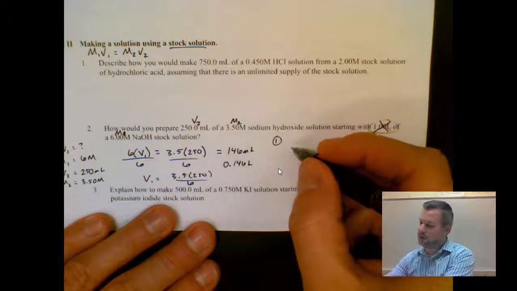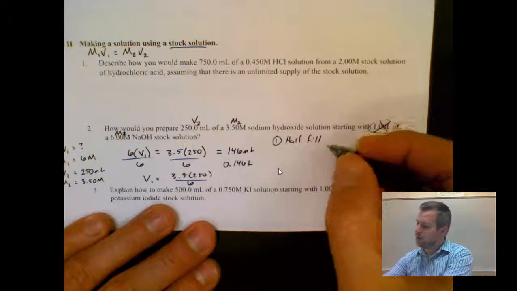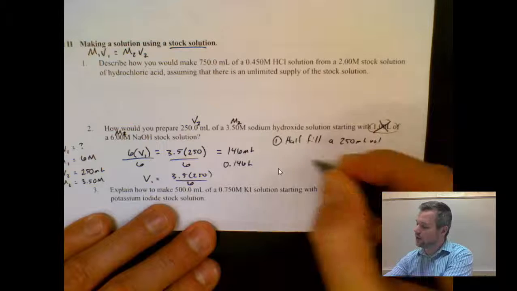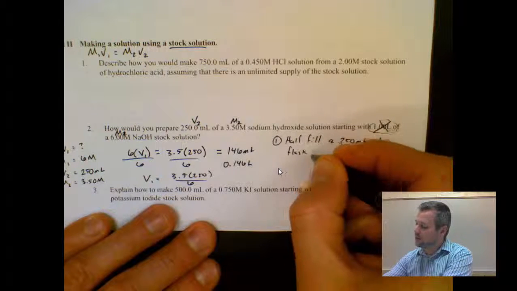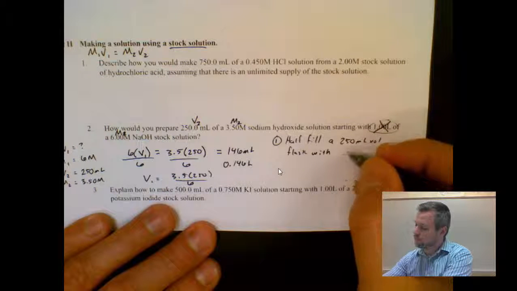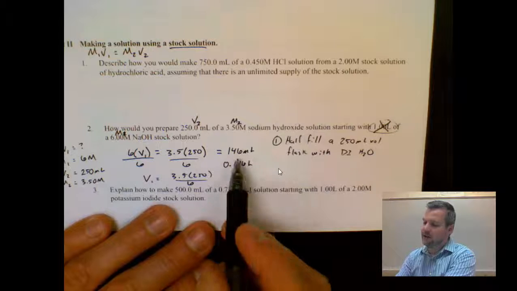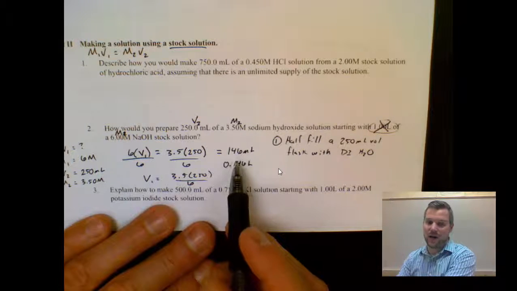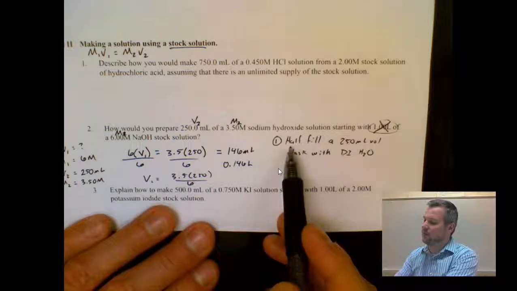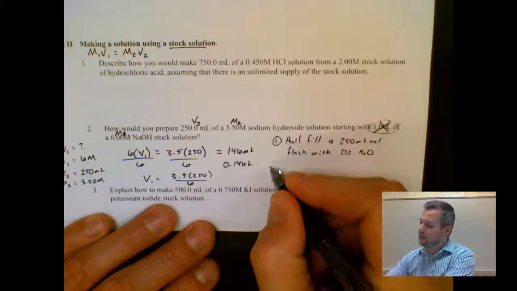So step number 1 is to half fill a 250 milliliter volumetric flask with DI water. Since we have 146 milliliters that we need to add, you probably don't want to half fill. You probably want to just do a little bit of water, but in general, when we say half fill, we mean put some water in. You're not being specific.